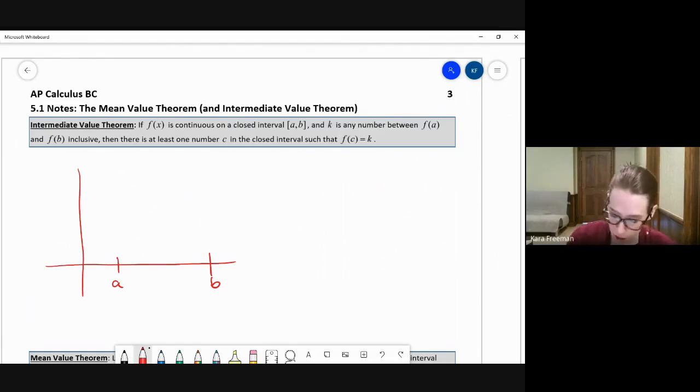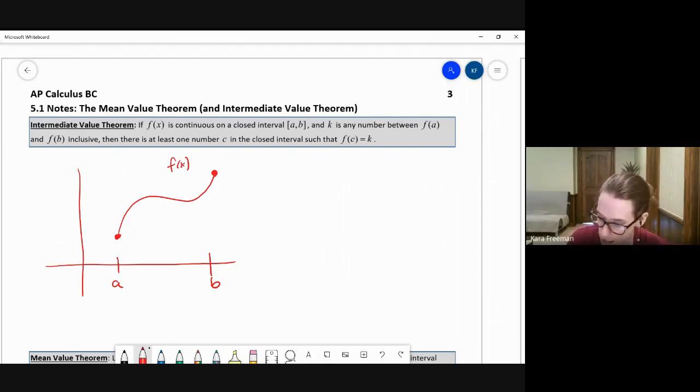Okay, I'm not going to necessarily draw a cusp. I'll just draw some function. I'm just going to draw some curve like that. Okay, do you agree that my curve is continuous on the closed interval from a to b? Yes? Okay, it could also have a cusp. It could also have a vertical tangent line as long as it's continuous. Okay, now let's read the rest of the statement.